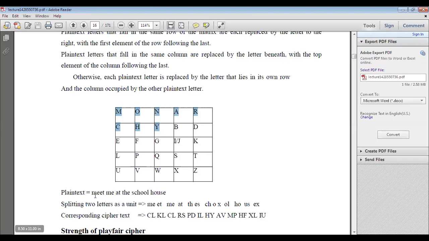The original message you have to convert into two-letter pairs. So neatly divide it into two letters: ME, ET, ME, AT, TH, ES. In this way, you have to convert it into two-letter pairs. After converting, I want to replace in the place of ME. So here we have the M. Here we have the one M.